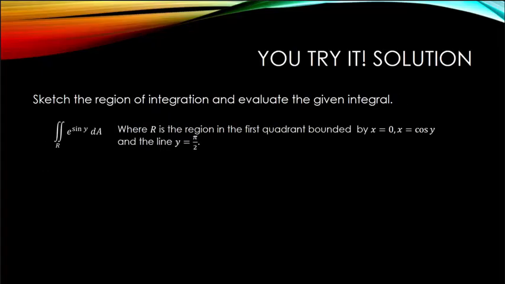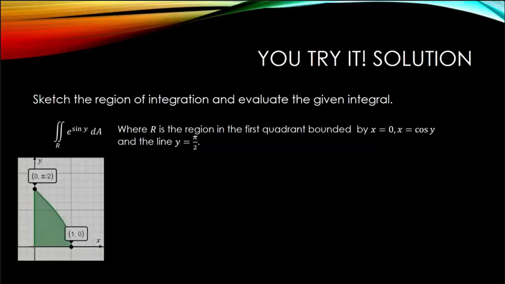The first thing I want to do here is sketch my cross-sectional region that I'm going to be integrating with respect to. And I get the region in quadrant 1 bounded by the x-axis on the bottom, the y-axis to the left, and the portion of the cosine curve on the right that intersects both of those axes. It intersects the y-axis at 0, pi halves, and it intersects the x-axis at 1, 0. Notice that the line y equals pi halves doesn't really matter for my region here.